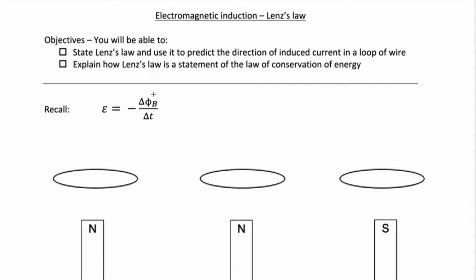We've seen that a changing flux through a loop of wire generates an EMF, which in turn can drive a current. And Faraday's law, stated as an equation, is this, that the EMF is equal to the negative of the time rate of change of the magnetic flux through a loop of wire.